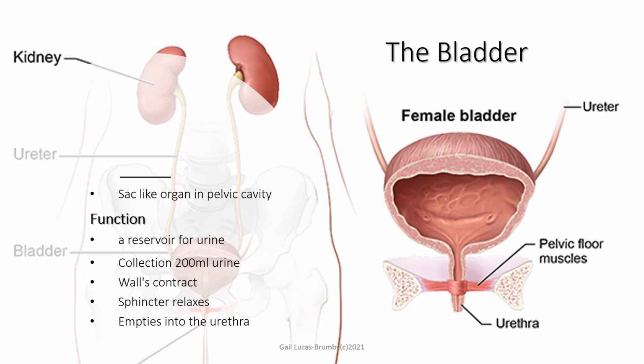The bladder is a sac-like organ in the pelvic cavity. Its function is to act as a reservoir for urine. It feels sometimes as though the amount of urine in the bladder is enormous, but actually the collection of 200 ml of urine will stimulate the walls of the bladder to contract, relax the sphincter, and empty the urine into the urethra. So in fact only 200 ml is necessary for us to actually start feeling as though we need to empty our bladder. So it's really not very much.